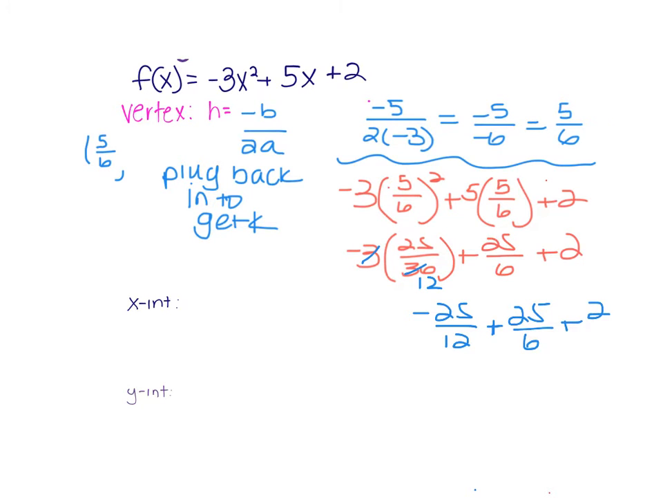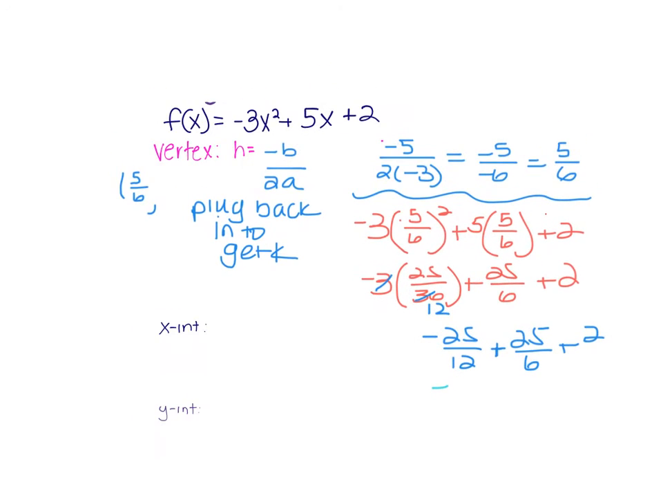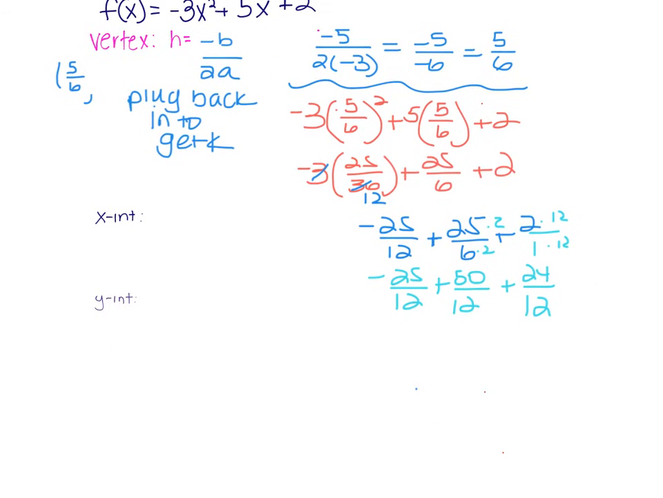plus 2. I need them all to have the same denominator. So this becomes negative 25 over 12, multiplied by 2, plus 50 over 12, plus 24 over 12 (2 multiplied by 12). And then negative 25 plus 50 is 25. 25 plus 24 is 49 over 12.